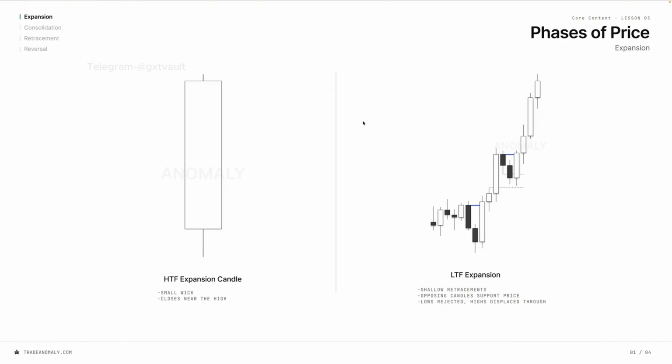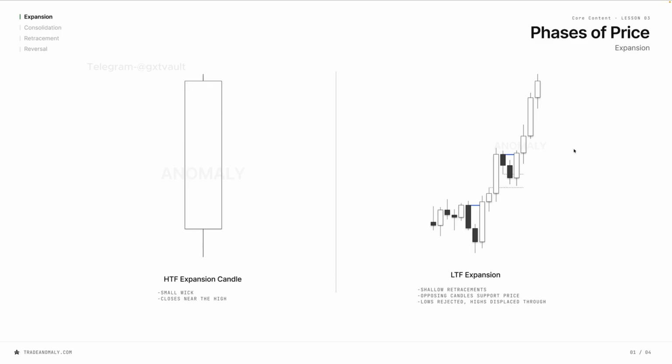Firstly, let's go over the expansion phase of price. So, what are the characteristics of a higher time frame expansion candle? Right, that small wick and close to the high, mainly consisting of body.